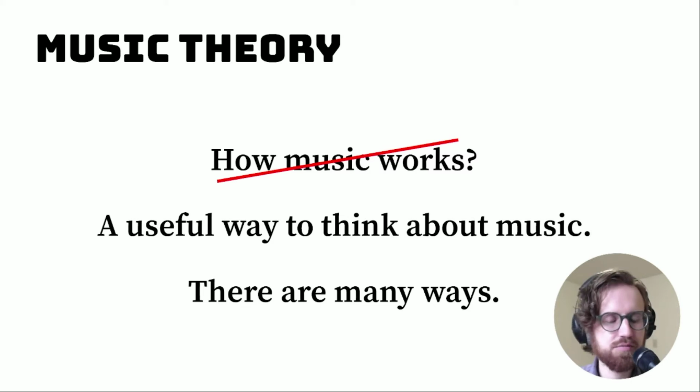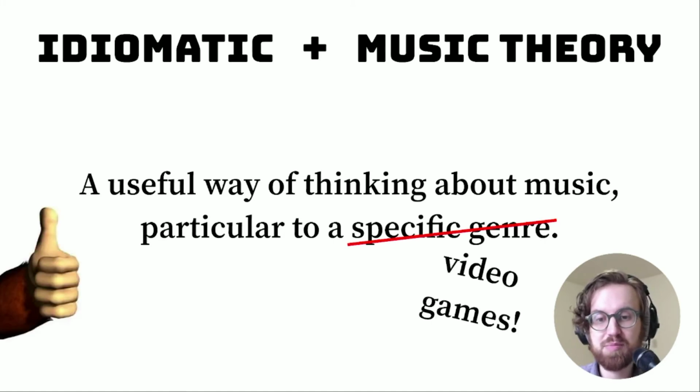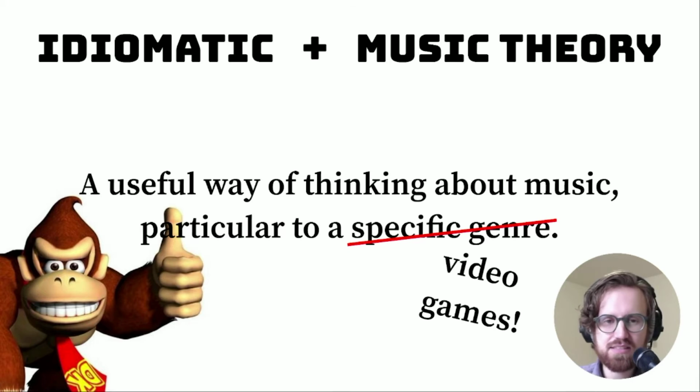I teach students all about scales and form, and even sometimes figured bass if they want to learn early music, right? But it's also important to cover things like orchestration, or things that are culture specific too. So when we combine these ideas, we have a useful way of thinking about music particular to a specific genre. And in this case, it's going to be video games, right? So when I say idiomatic music theory, we have to think about music as the video game composers might think about it, which really isn't all that different from how any other type of music is generated.